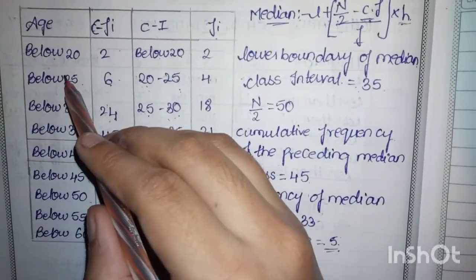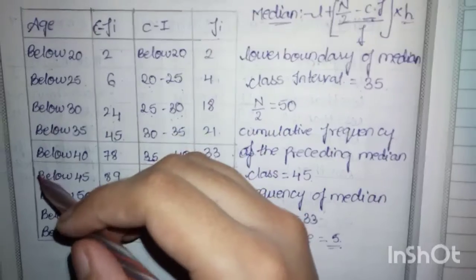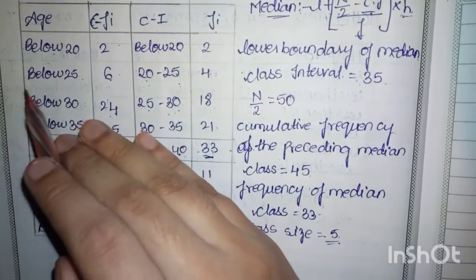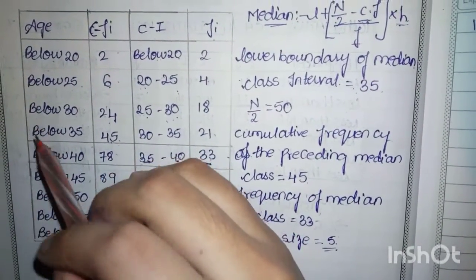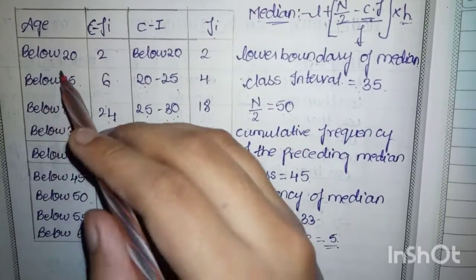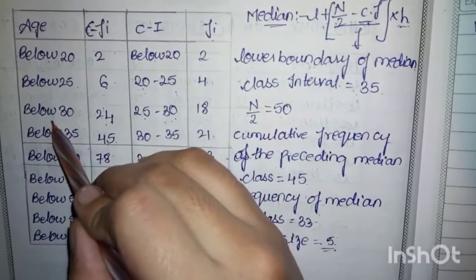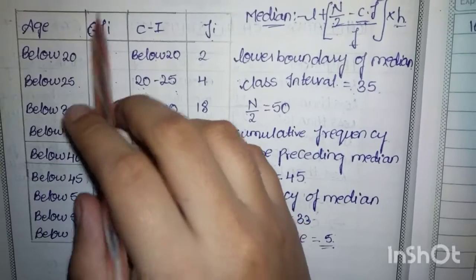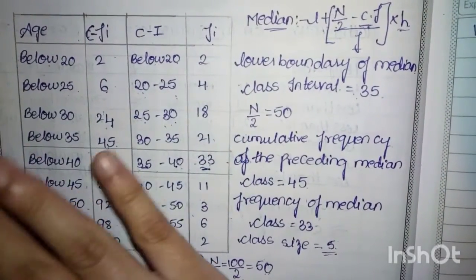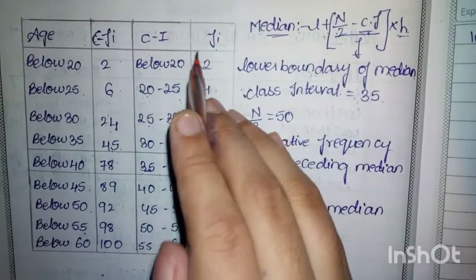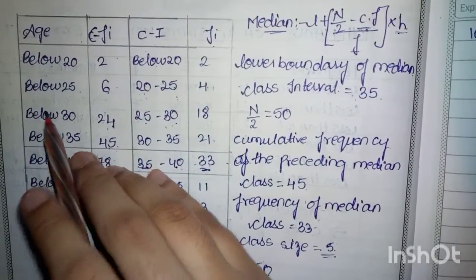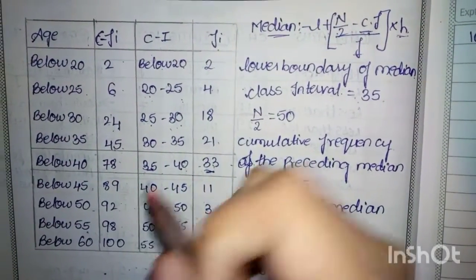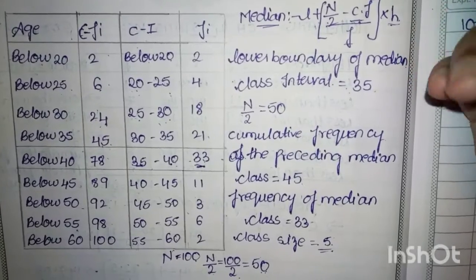So friends, whenever they give the data in this form, that is below 20, sometimes they will be giving less than 20 or more than 20, like that. That is not the class intervals. We have to make the class intervals from the given data. Also, the other column they give along with such data is not the frequency, it is the cumulative frequency. In this way we find the class intervals and the frequency from the given data and follow the same process as we do to find the median.